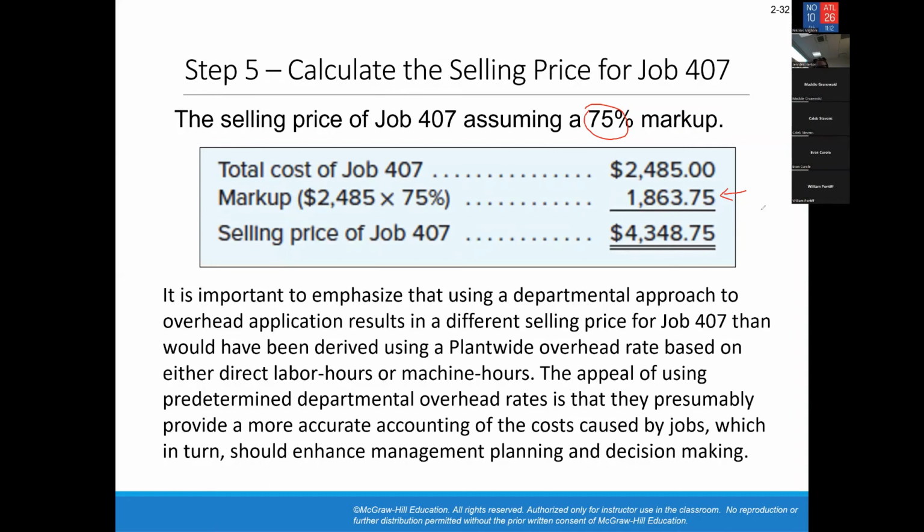So the appeal of using the predetermined departmental overhead rates is that they presumably provide a more accurate accounting of the costs caused by the job. So again, we want to be accurate. And sometimes that means we have to look at each department separately in order to have a more accurate report for us to make better decisions when we're planning.